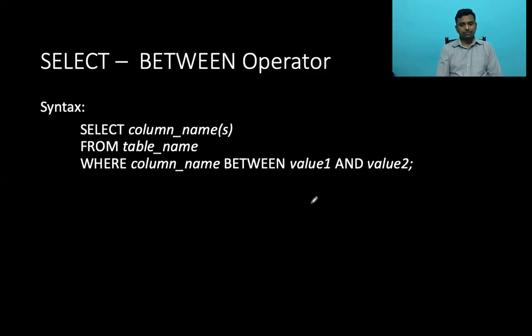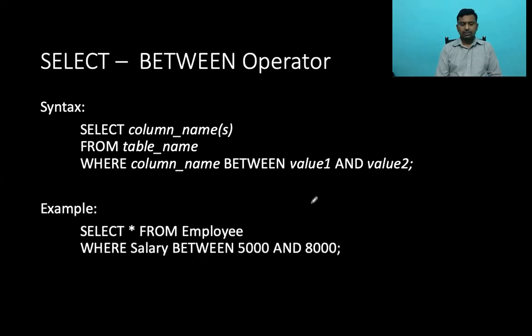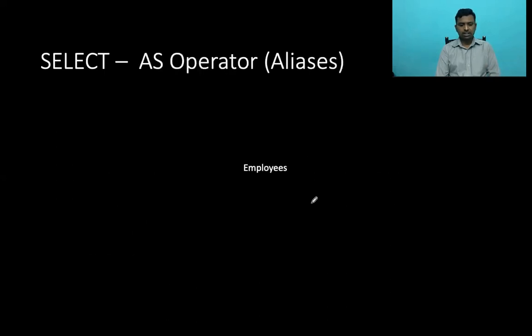Next is BETWEEN. If I want to print something between a range, for example the employees who are getting salary between 5,000 and 10,000, I can do that. How will I do it? SELECT * FROM employee WHERE salary BETWEEN 5,000 AND 8,000. Here it will be searching the values between 5,000 and 8,000. It doesn't print everything, but prints only the values within the range.